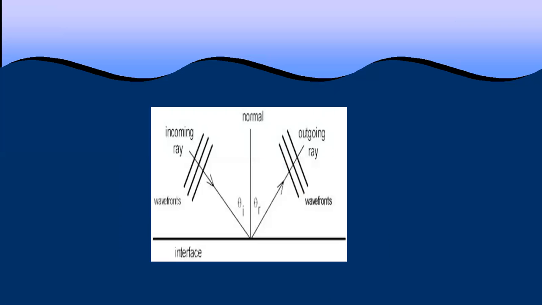Now, this is a very intricate diagram of reflection. It's very complicated, showing how light comes in and light bounces off. The angle of incidence, where it comes in, is the exact same as the angle that it leaves.